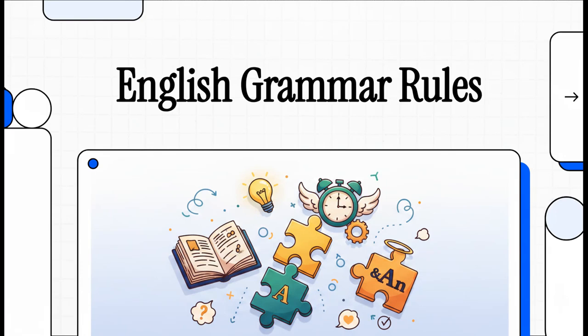Ever feel like English grammar is a giant puzzle with a million tiny pieces? Well, today we're going to put some of the most important pieces together. We're going to master the core rules for nouns, verbs, and articles, and we'll do it in a really clear step-by-step way. Ready? Let's dive in.